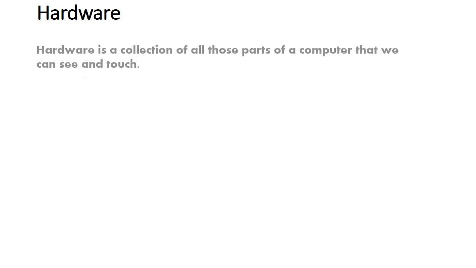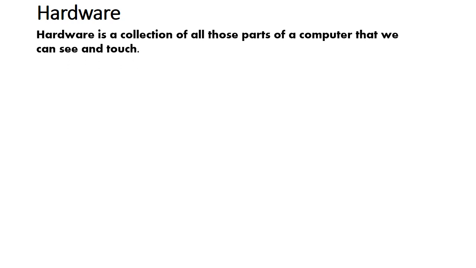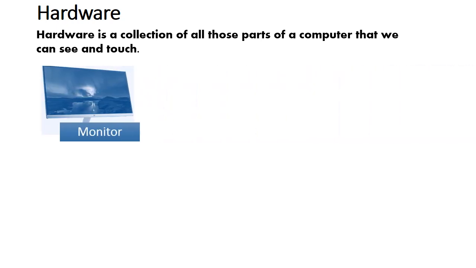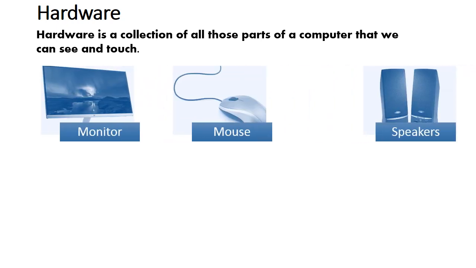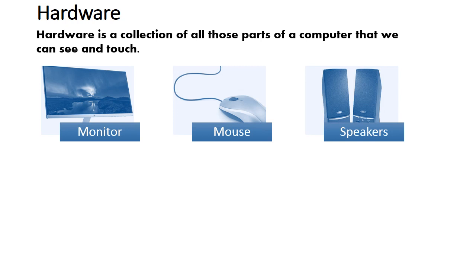Hardware. What is hardware? Hardware is a collection of all those parts of a computer system that we can see and touch. So these are called tangible parts. Some hardware parts are visible to us and some are not. Examples of visible parts are the monitor, mouse, speakers. These are visible to us because we can see them from outside.